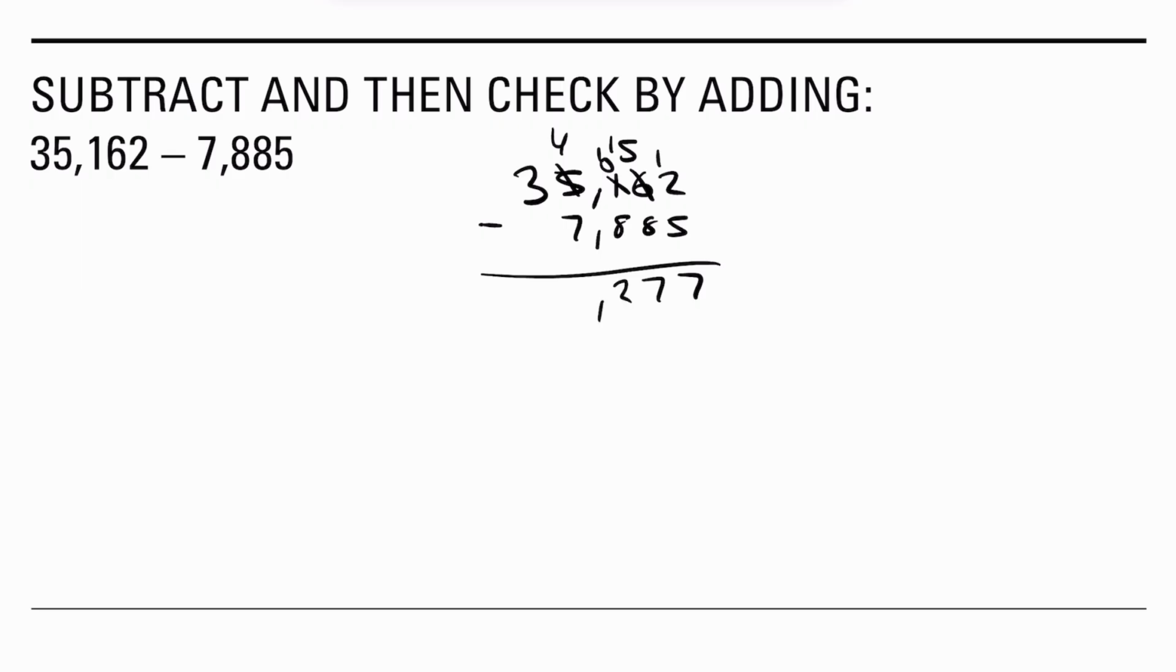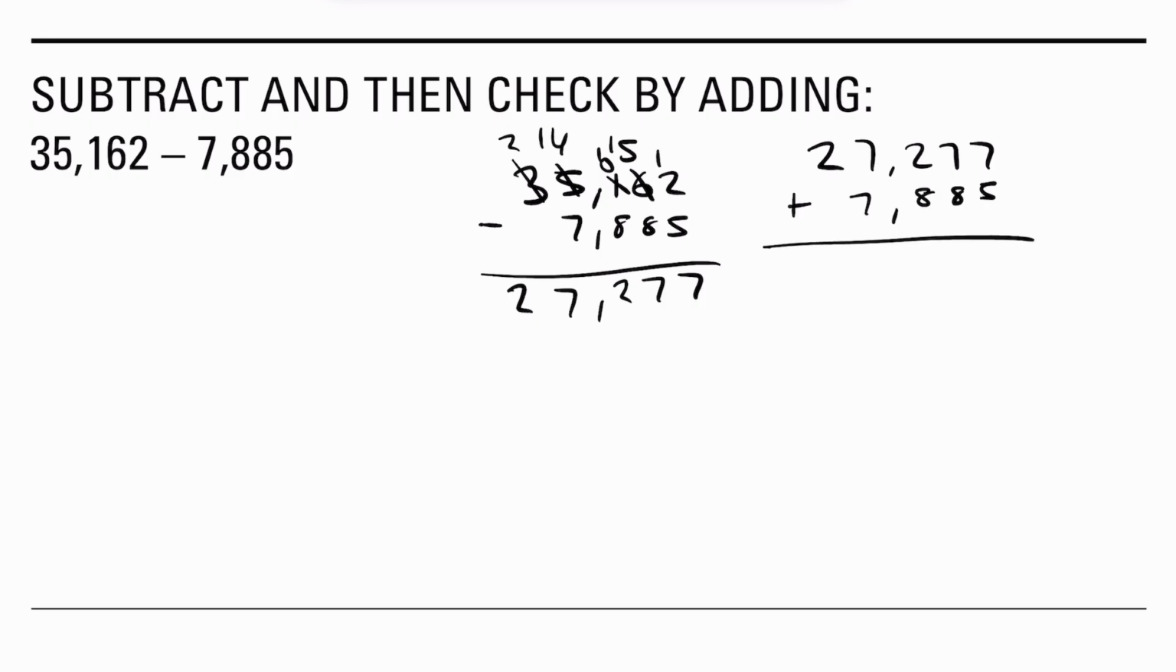Now 4 minus 7, need to borrow again. And so 14 minus 7 is 7. And then we bring down that 2. And so we end up with 27,277. So now adding that back to 7,885, we would then do 7 plus 5 is 12. 1 plus 7 is 8, plus 8 is 16. 3 plus 8 is 11. 1 plus 7 is 8, plus 7 is 15. And then 3. So 35,162. So just cross-checking that, we do have that at the start, and so that is correct.